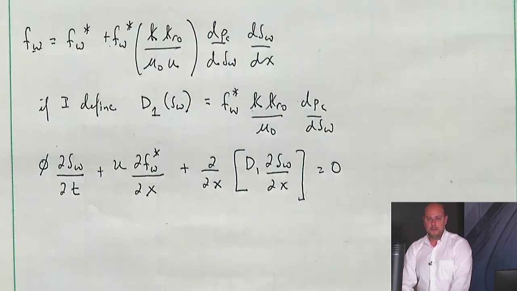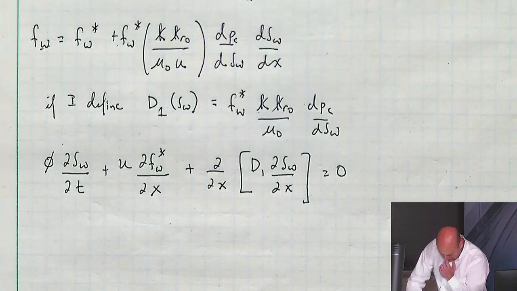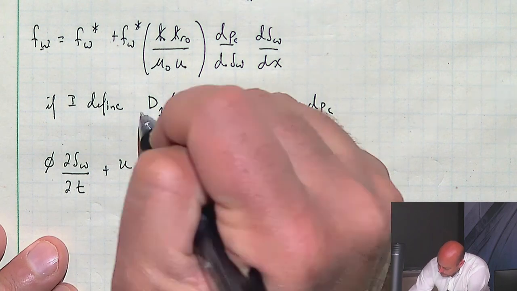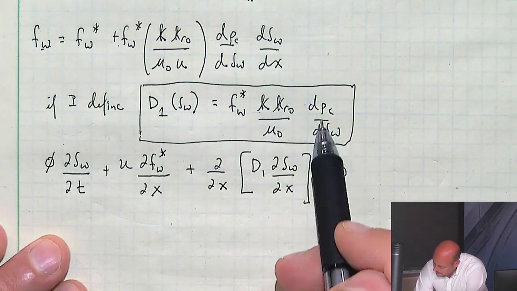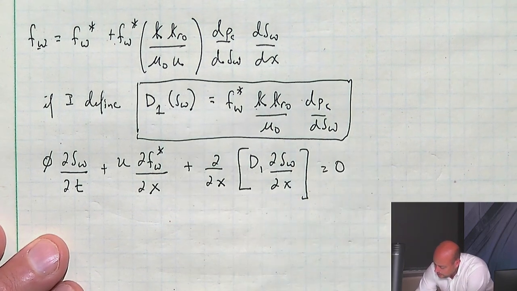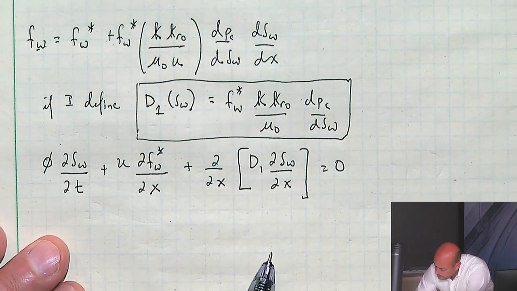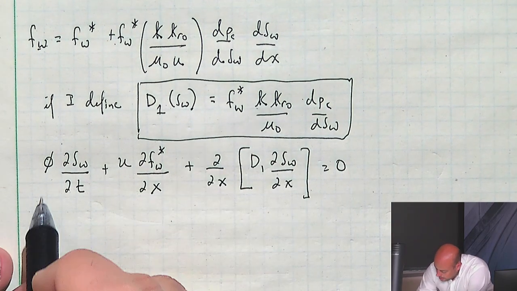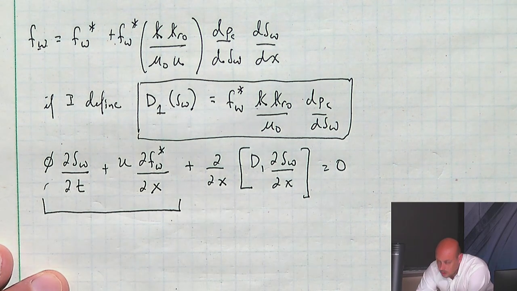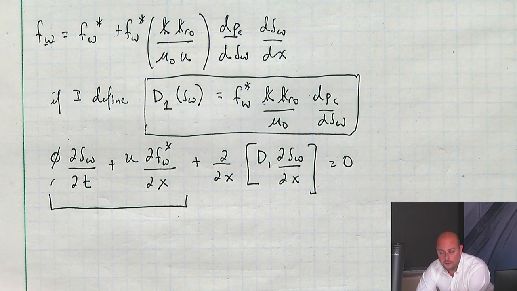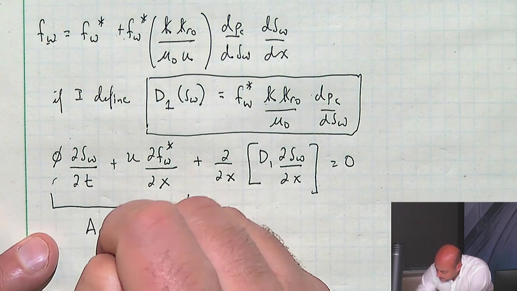Okay, so this is my mass balance now. This was how D1 was defined. Obviously, if capillary pressure is 0, D1 is 0, and this whole term would go away. This is in dimensional form, but this is the equation that we've been solving for the last couple weeks. And I'm going to call these the advective terms.